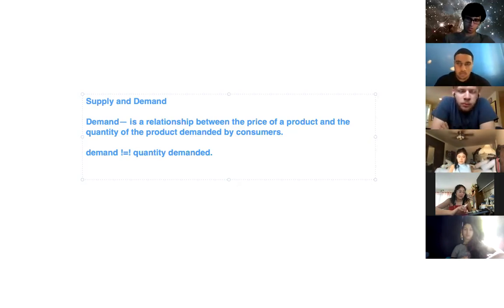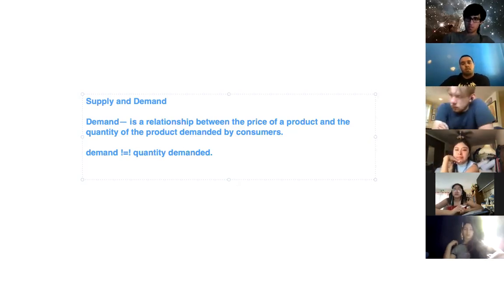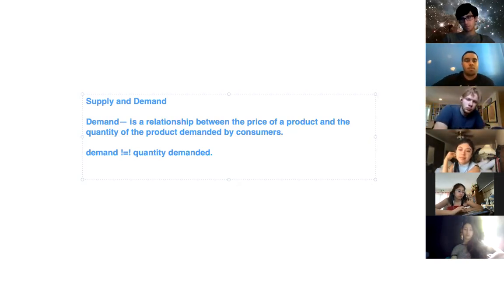So at 50 cents per bottle, at $1 per bottle, at $1.50 per bottle, at $2 per bottle, how your quantity changes. And so if I'm talking about demand the way that economists do, I need a bunch of different prices and a bunch of different quantities. But what you guys actually gave me was what economists would call your quantity demanded at a particular price.